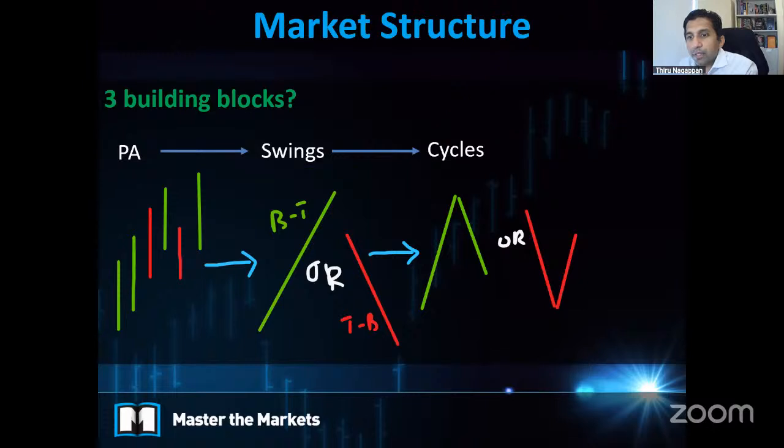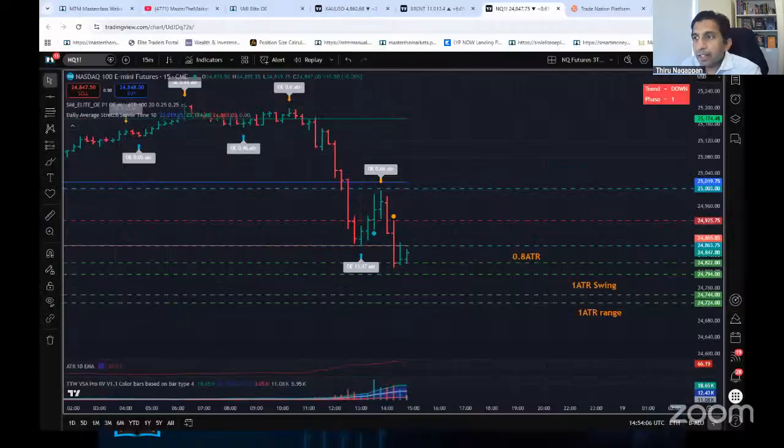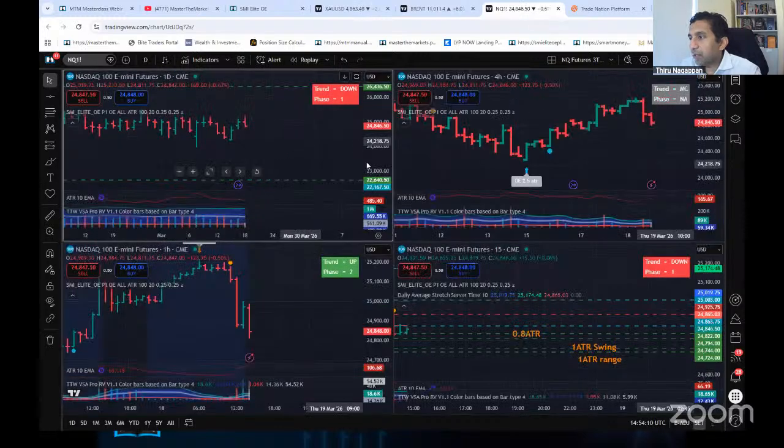Now, the good part about this is that once you understand the three building blocks, we can code it. And that's what you're seeing over here, across all the time frames.